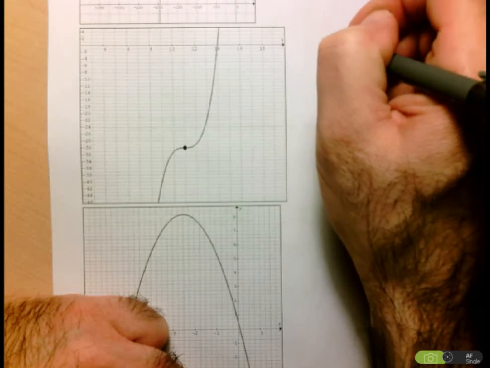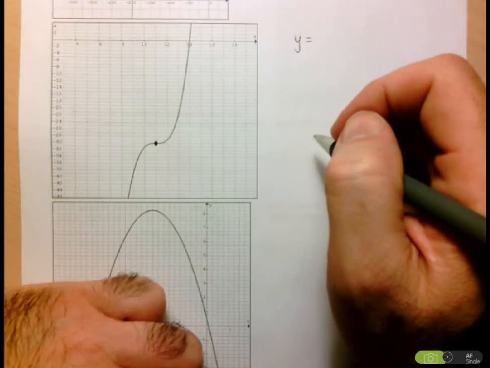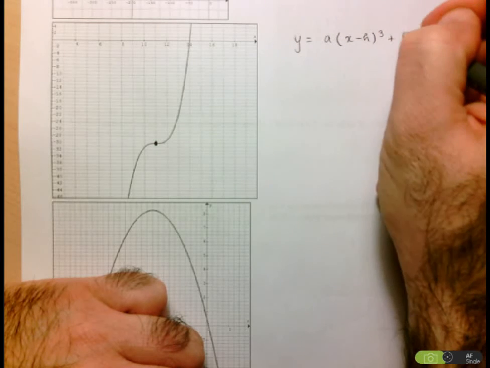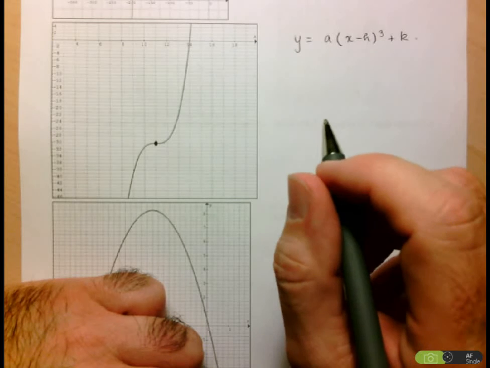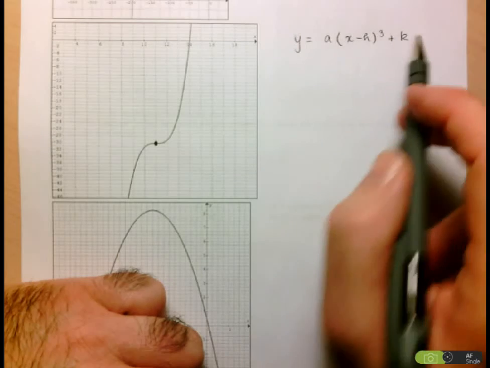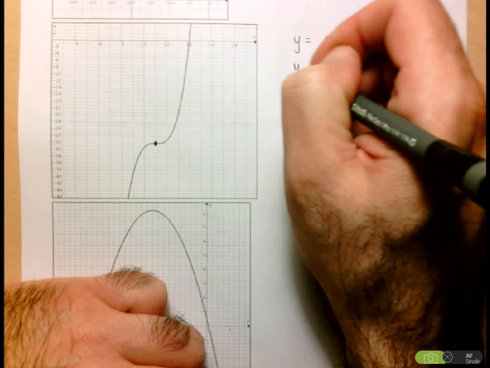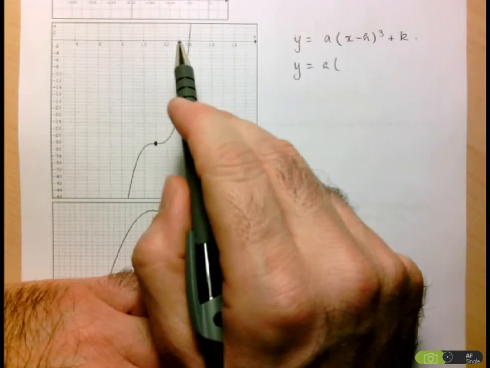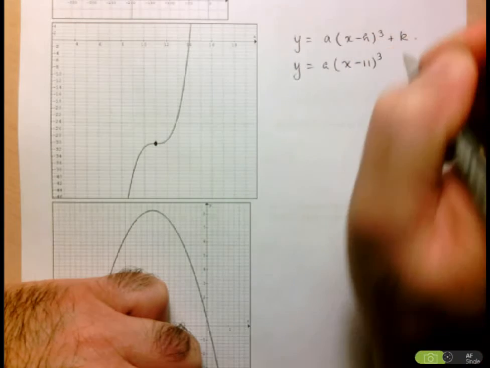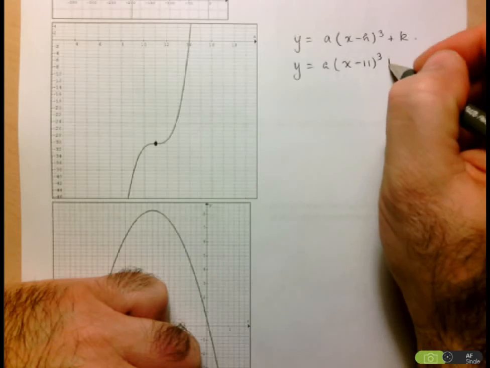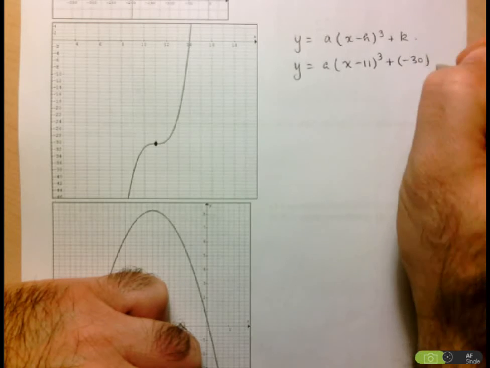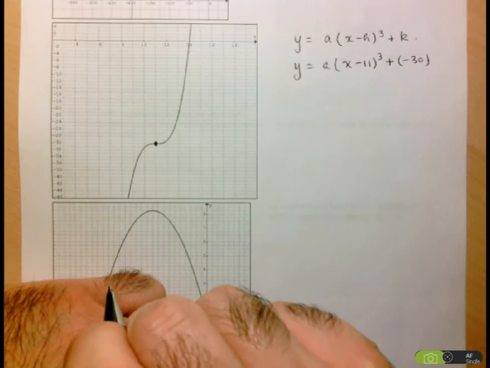Okay, so let's start by writing what a general transformed cubic function would look like. So a(x minus h) cubed plus k. So again, we saw that it wasn't necessary to consider a horizontal stretch, so we only use a, h, and k. Okay, and given what we just saw, again we saw that it was translated to the right by 11 units. So here I'm going to have (x minus 11) cubed. Okay, and then here plus k, but here k is negative 30. Okay, so this is what it'll look like so far.